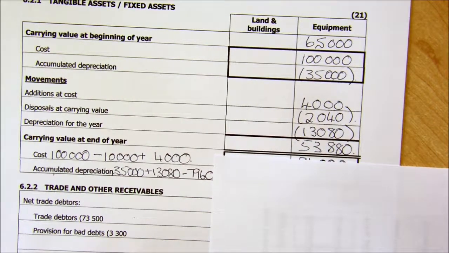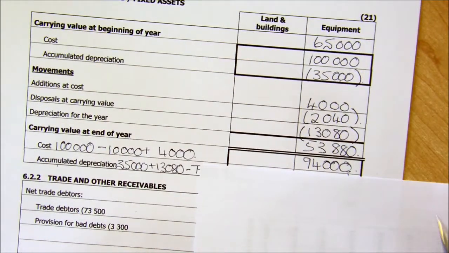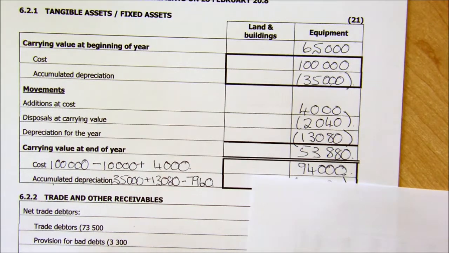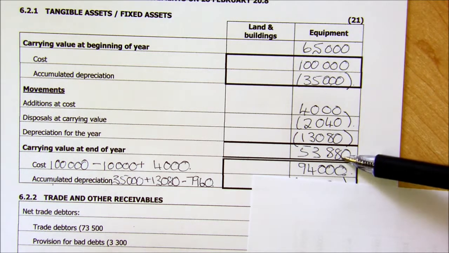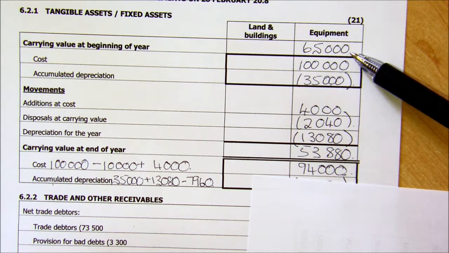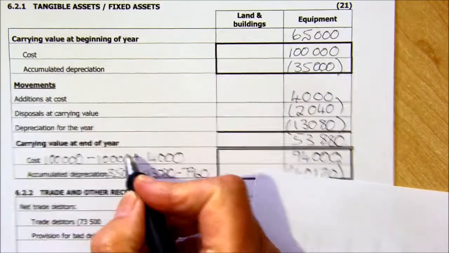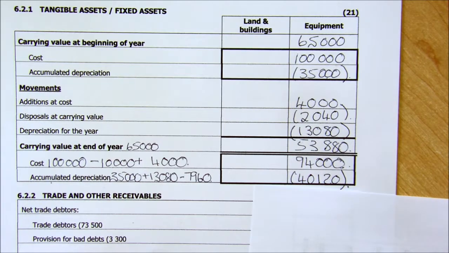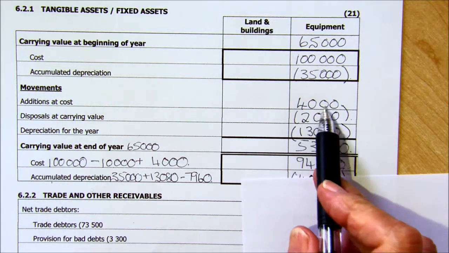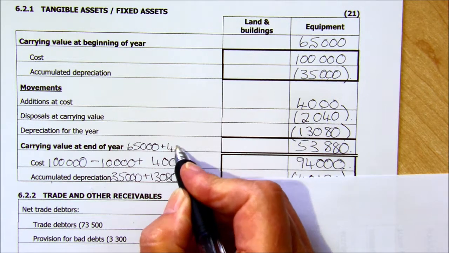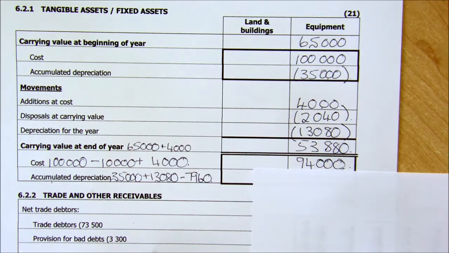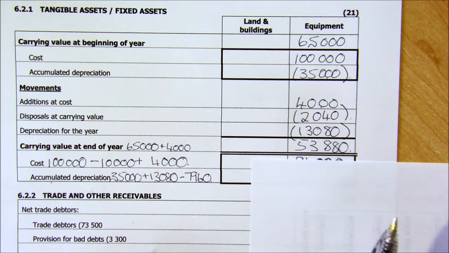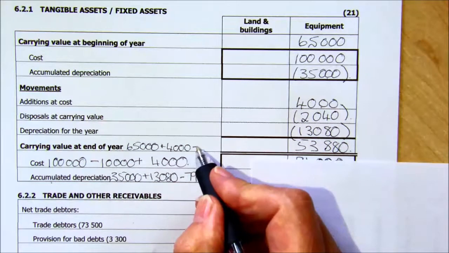There is another way to solve this bottom bit over here. Having got the cost price, which is the same as what we've just done, what you could have done instead was to find the carrying value. And it's often a lot easier. Now, because we want the carrying value, we will start with the carrying value at the beginning, which was 65,000. Now, what has happened to the carrying value during the course of the year? Well, first of all, you bought another 4,000. And then you sold. And remember, this was the carrying value of what you sold. So you minus 2,040.